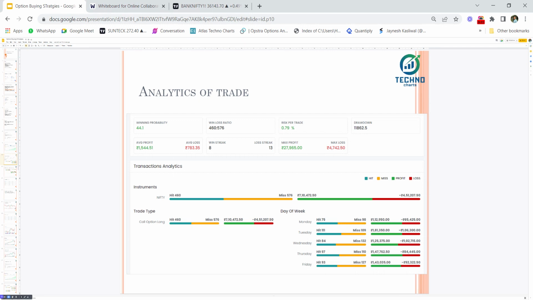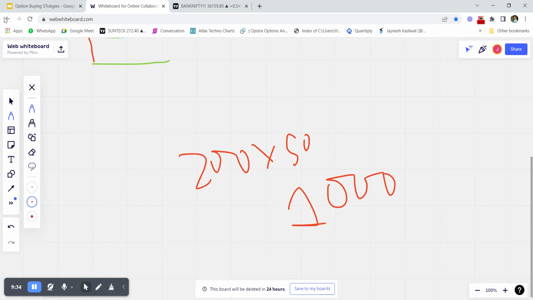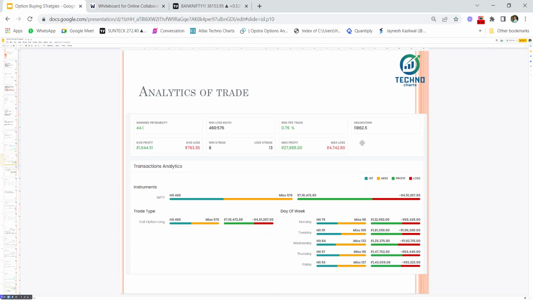You require 10,000 rupees as the initial capital to buy one lot of options. Why? Because 200 into 50 rupees is basically 10,000 rupees. Now you can start the strategy with 10,000, but if you are facing losses, then definitely you'll need additional capital, right? So it is advised to start with 25,000 capital, so that it can handle the drawdown.